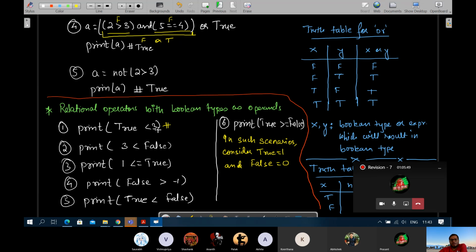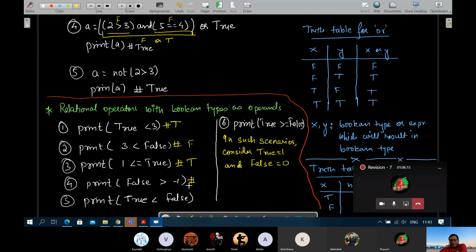First one will be true, which is 1. 1 is less than 3. True. Second case, 3 is less than false. False is 0. ठीक है? This will be false. 1 is less than equals to true. True equals to 1. This is true.